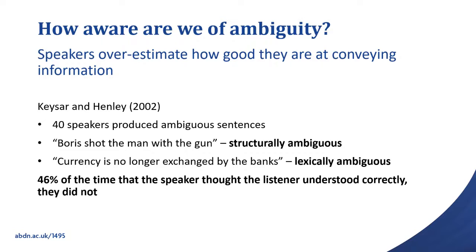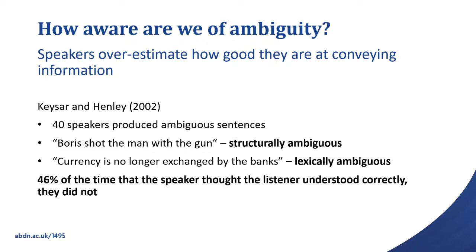What they did was they got people to produce sentences that could be ambiguous, okay? And there were different types of ambiguity they looked at. So it might be the structure. So if you have something like Boris shot the man with the gun, it's not entirely clear if the man has the gun or if Boris has the gun. And they would have sentences like currency is no longer exchanged by the banks. And again, banks here could mean banks in the sense of financial institution, but it could also mean some other type of bank, such as a river bank.